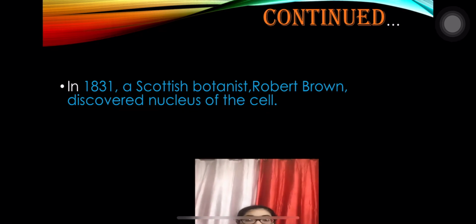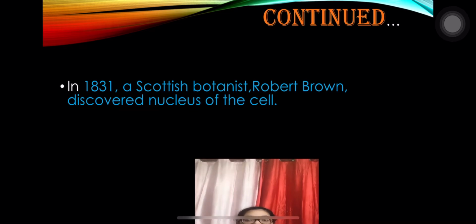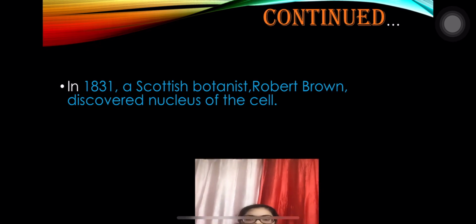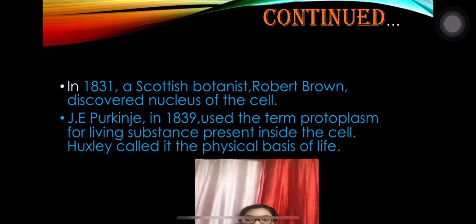In this lecture, we are discussing the discoveries of the cell. So the next point is, in 1831, a Scottish botanist named Robert Brown discovered the nucleus of the cell. Now years are very important. In which year? 1831. Who? Robert Brown discovered what? The nucleus of the cell.